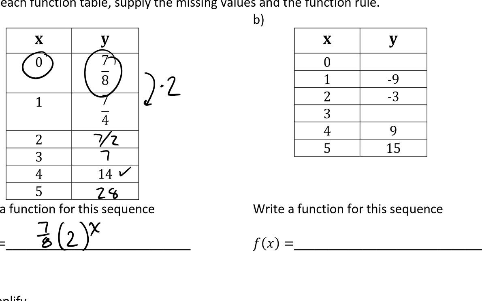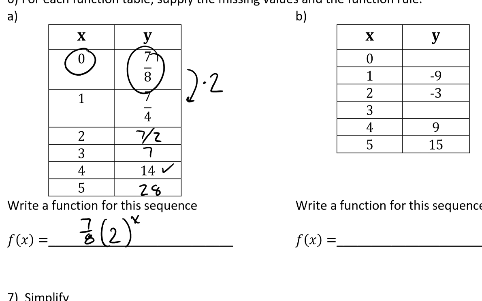Pretty straightforward. Be careful with this. Don't write this as 2x like that, because it's not 2 times x. It's 2 raised to the x power. So as I move forward, I'm multiplying by an additional factor of 2. So that's the answer for A.